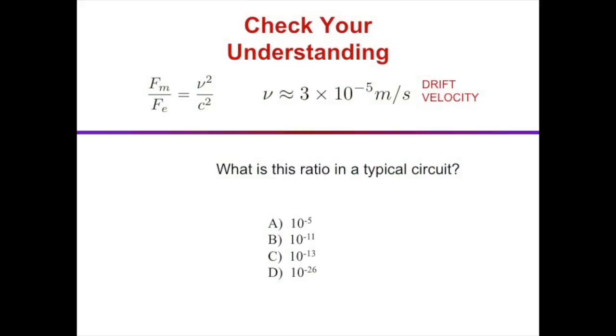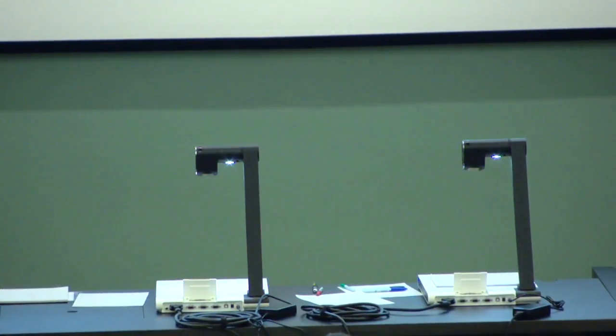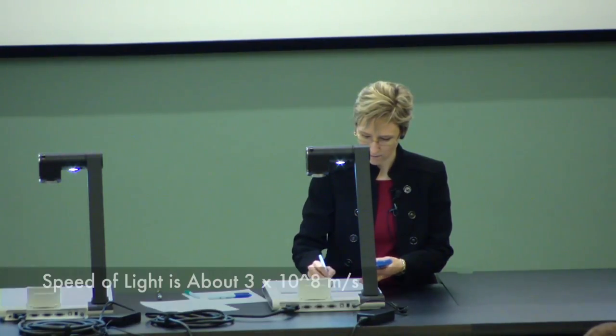What's that ratio in a typical circuit? Okay? So we're going to have that the ratio of the magnetic force to the electric force is v squared over c squared. I'm reminding you of the drift velocity inside of a typical circuit is about 3 times 10 to the minus 5 meters per second. Do you remember the speed of light, or do you need me to tell you? I'll put it up. It's 3 times 10 to the 8 meters per second, speed of light.